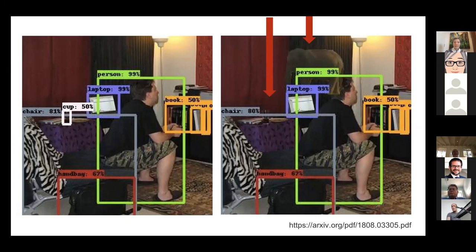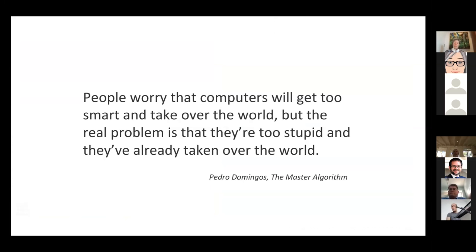and not robust. So Pedro Domingos concludes that people worry that computers will get too smart and take over the world, but the real problem is that they're too stupid and they've already taken over the world. And I think that seems like a true statement. So you're going to learn how stupid NLP is today.